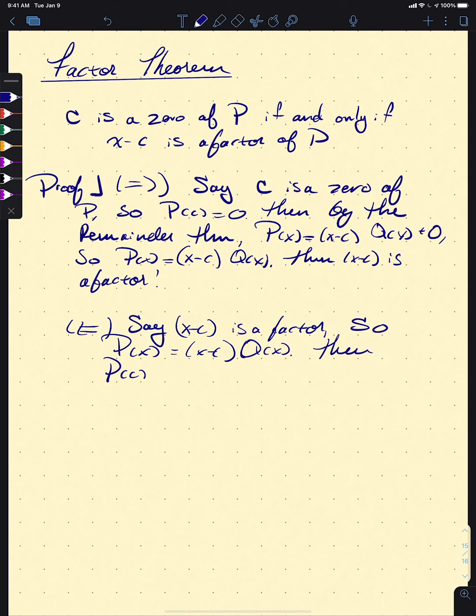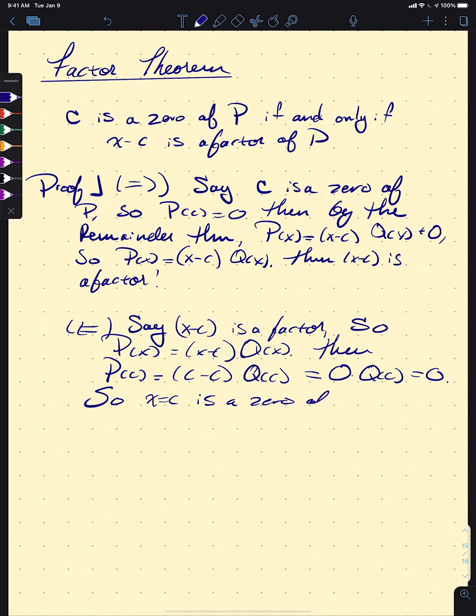Well, then P of C equals C minus C times Q of C, which equals 0 times Q of C, which is 0. Well, then x equals C is a 0 of P. Awesome, right? We sort of broke this down going both ways. Now, let's use this, right? So let's go and have some examples, okay?